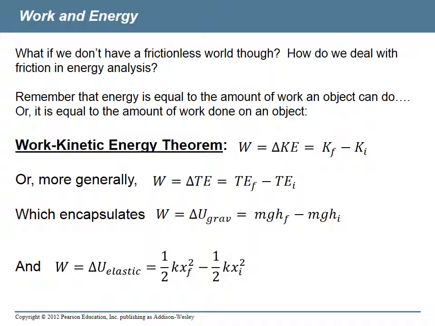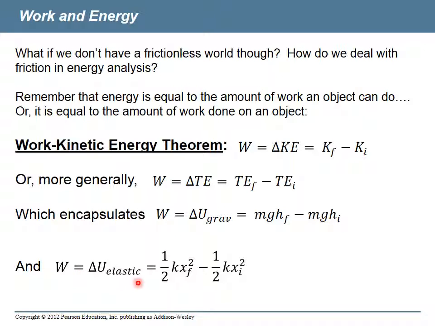So the total energy final minus the initial total energy would encapsulate the change in gravitational potential energy and also the change in elastic potential energy, right? Obviously in gravitational potential energy, mass times gravity is the same, so it actually just comes down to a change in height, really, hf minus hi.